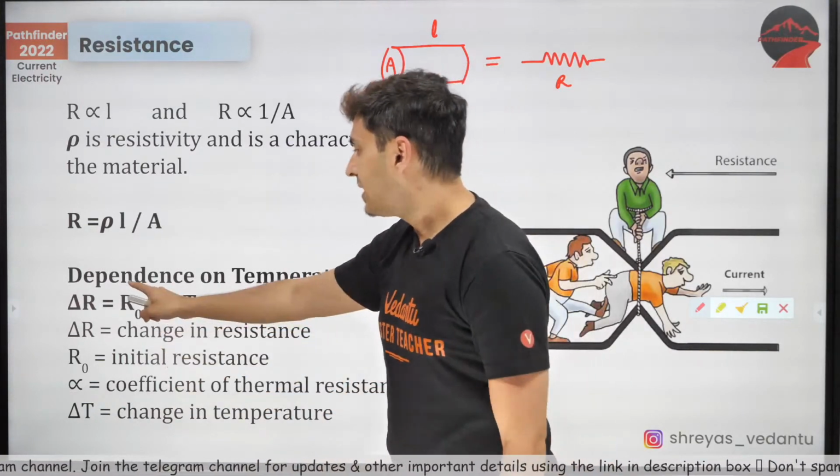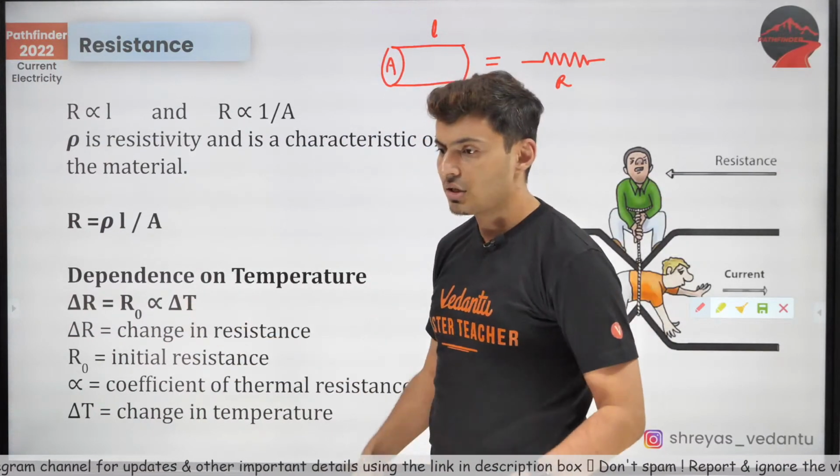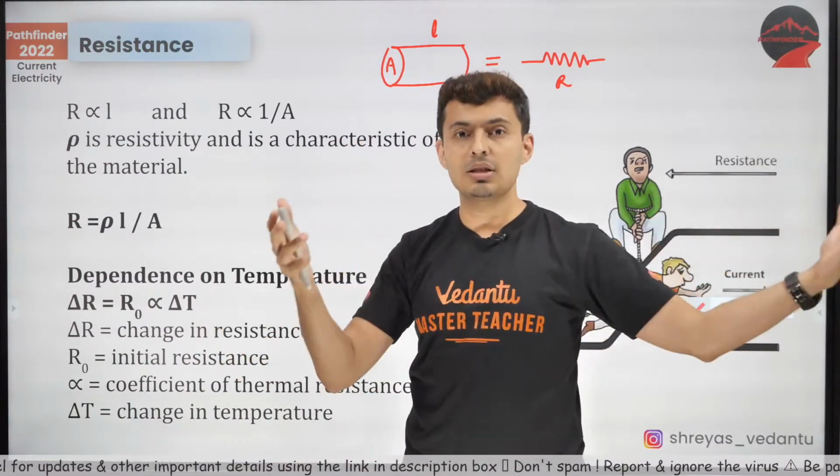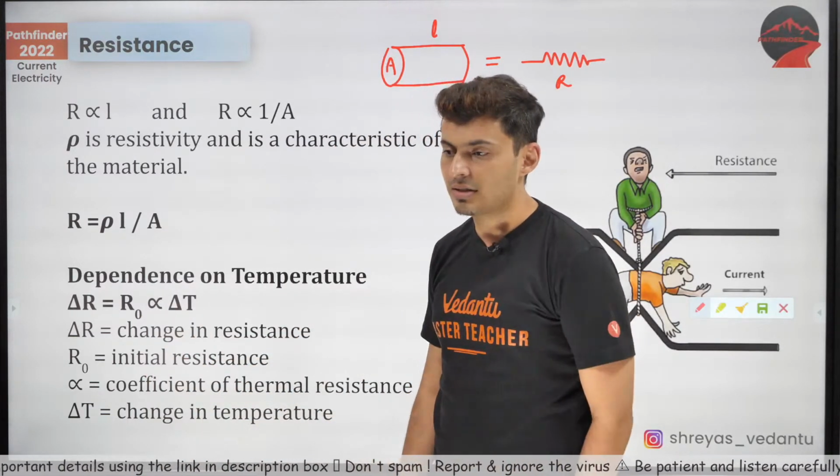Does that make sense? So that's why change in the resistance is proportional to temperature change. More temperature change, more the change in the resistance. What is R0? R0 is the initial resistance.